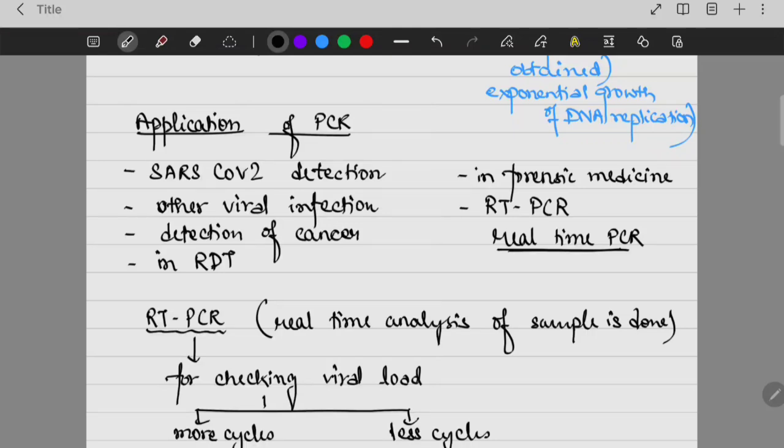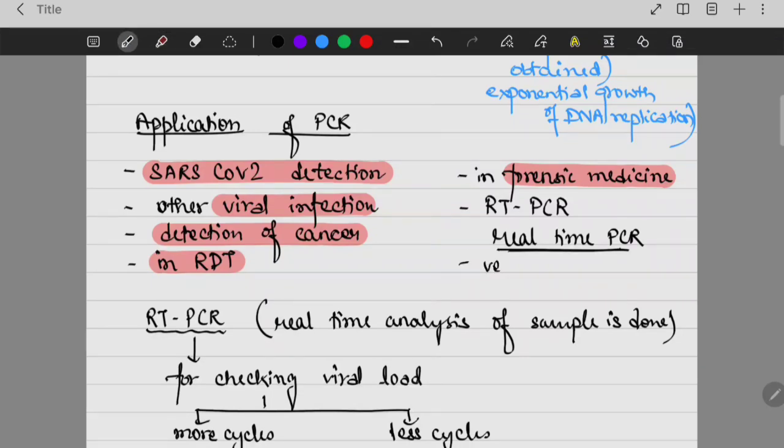Now the applications of PCR are SARS-CoV-2 detection. SARS-CoV-2 detection has recently occurred. Other viral infections, detection of cancer, recombinant DNA technology, forensic medicine, and RT-PCR. RT-PCR means real-time PCR, which means checking of viral load.